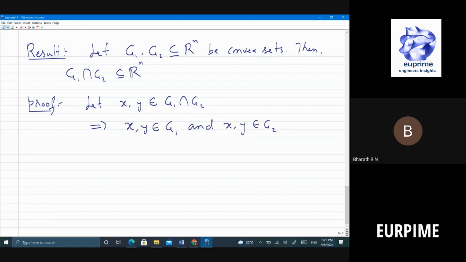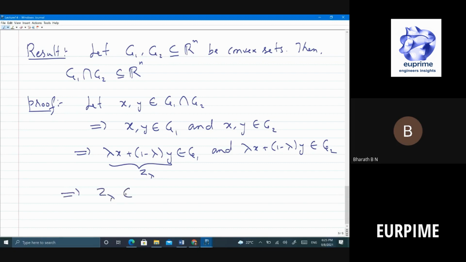What does this mean? See, remember C1 is a convex set, right? So the convex combination should also belong, right? Lambda x plus 1 minus lambda y belongs to C1 and lambda x plus 1 minus lambda y also belongs to C2, right? Because both are convex sets. So now I'll call this point some z lambda or something. So z lambda belongs to C1, z lambda belongs to C2. What does that imply? z lambda belongs to C1 intersection C2 because it belongs to both. That proves the result, right? So it means the intersection is a convex set.